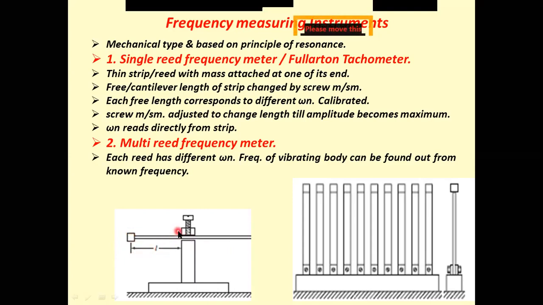The screw mechanism is adjusted so that the length of the strip changes until the amplitude of vibration becomes maximum. That means we have to change this length until a resonance condition occurs.